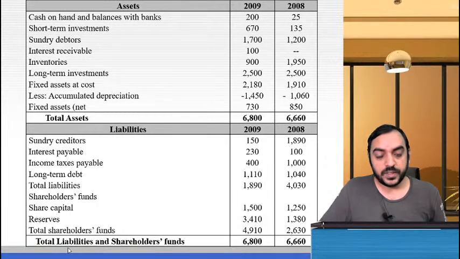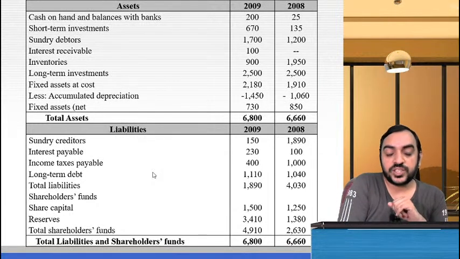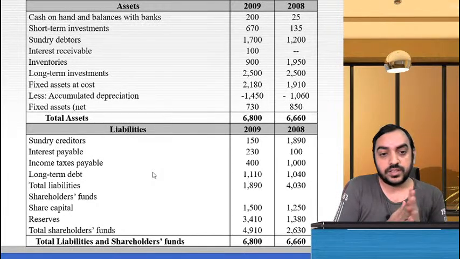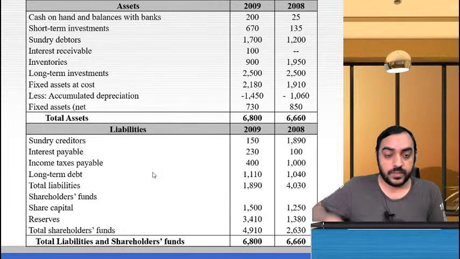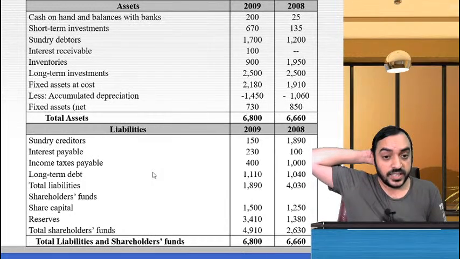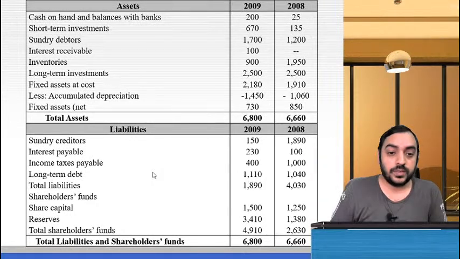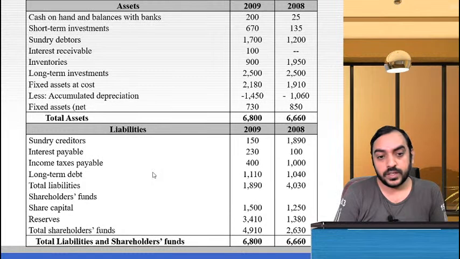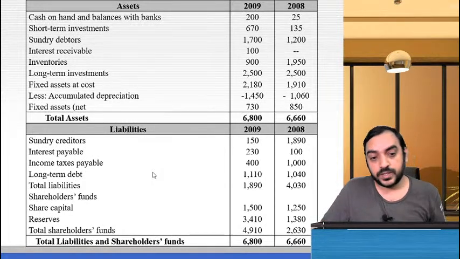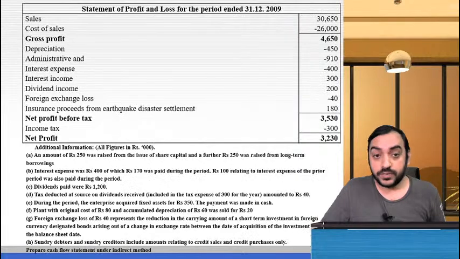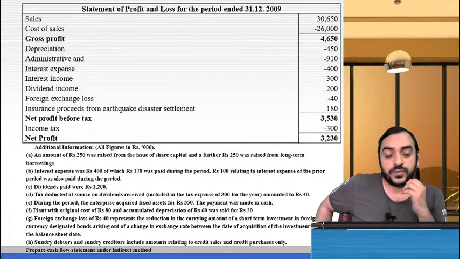The financial statements of a company are as follows. Cash on hand, short-term investments, sundry debtors, interest receivable, inventories, long-term investment, fixed assets cost, less accumulated depreciation, fixed assets, sundry creditors, interest payable, income tax payable, long-term debt, total liability, shareholders' fund, share capital, reserves and surplus. They have given the P&L account also: sales, cost of sales, gross profit, depreciation, administrative expenses, interest expense, interest income, dividend income, foreign exchange loss, insurance proceeds from earthquake disaster settlement, net profit after tax, income tax.